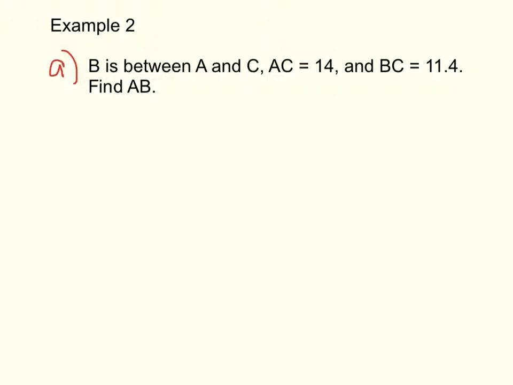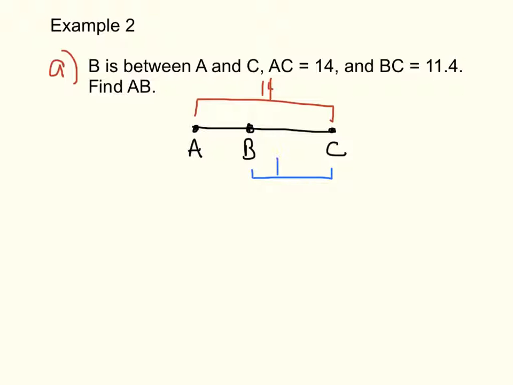So we know that B is between A and C. That means we have point A, we have point C, and B, we'll just put here. B is somewhere between it. We know that the length from A to C is 14, and we know BC is 11.4. We want to find the distance from A to B. Now, looking at this, it's fairly easy.